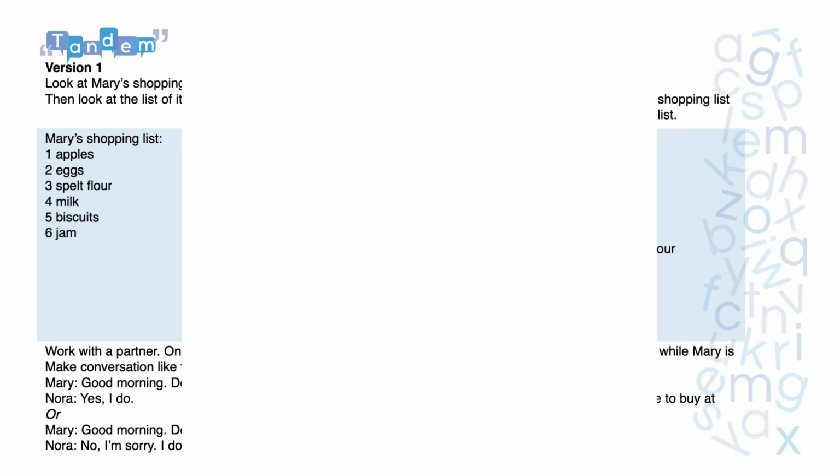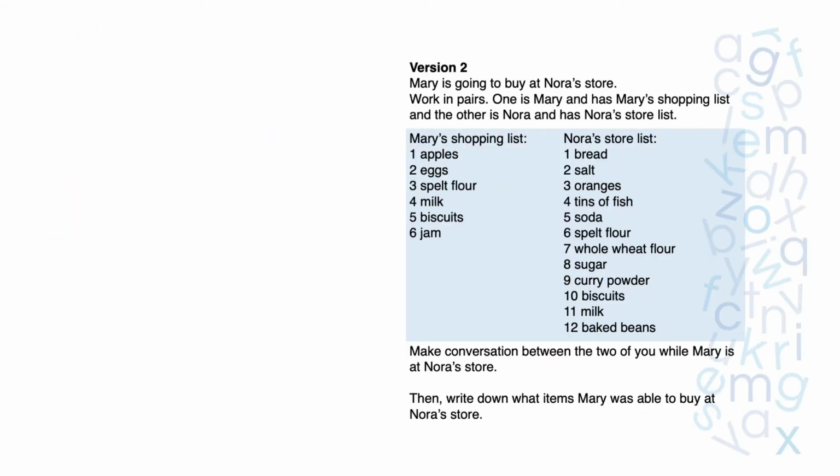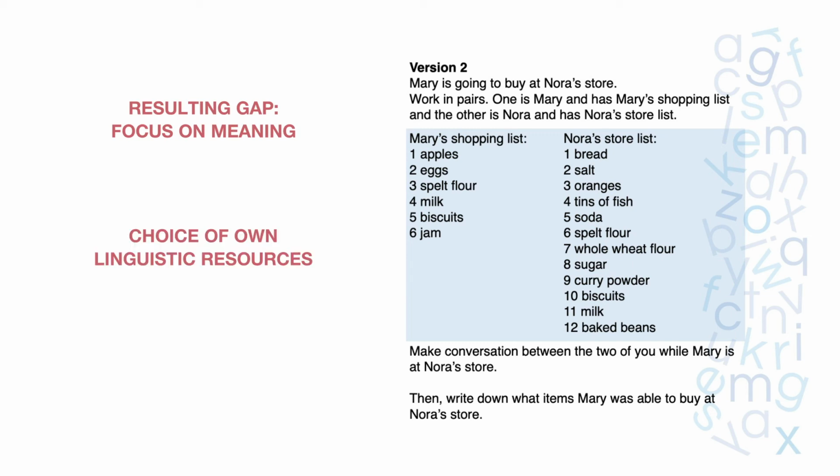The second version is a task. Learner A has Mary's shopping list and learner B the list of items of Nora's store, and the resulting gap requires a focus on meaning. The participants are left to choose their own linguistic resources as the model sentences are removed. Finally, an outcome is introduced by requesting the learners to write down what items Mary is able to buy.